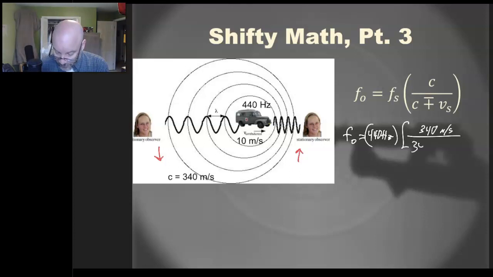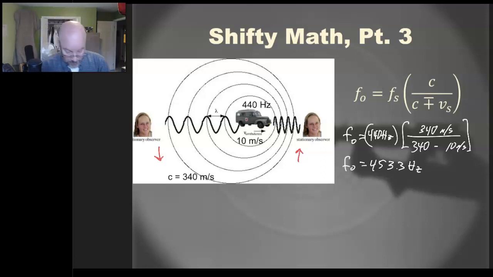So I've got the 340, and I've got the 10, but do I use plus or minus? Now remember, out front, the pitch needs to go up, the ratio needs to be larger, and so we choose minus in there. And when we do that, what we get is 453.3.